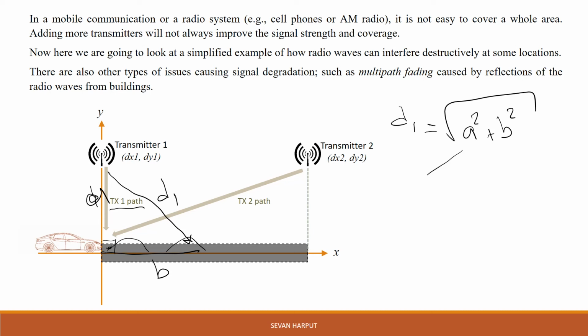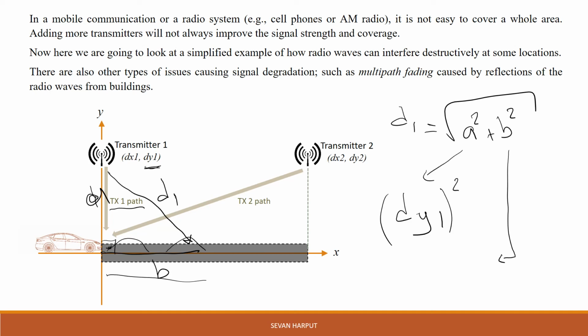So if you look at A, what's A? A is the y distance between the car and the transmitter. The car is always at y equals 0, so this is easy to find. We can just say this is dy1, because it's given in the question, squared. Now let's look at B. Here B is the distance in terms of x. So we're trying to calculate this one.